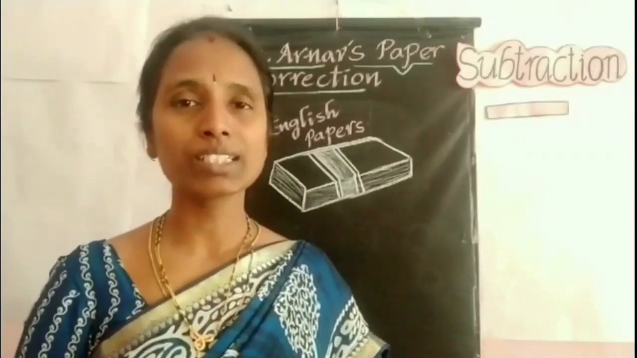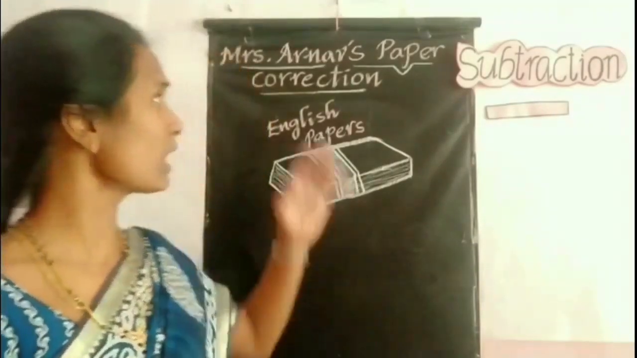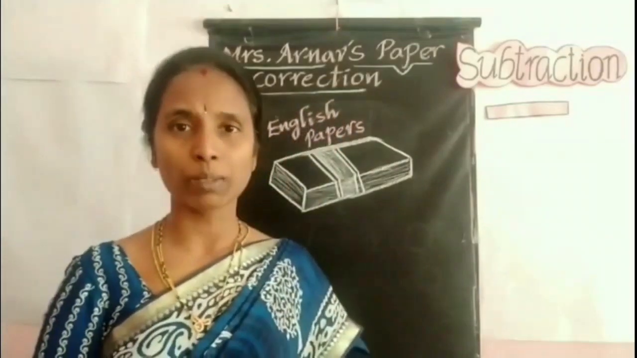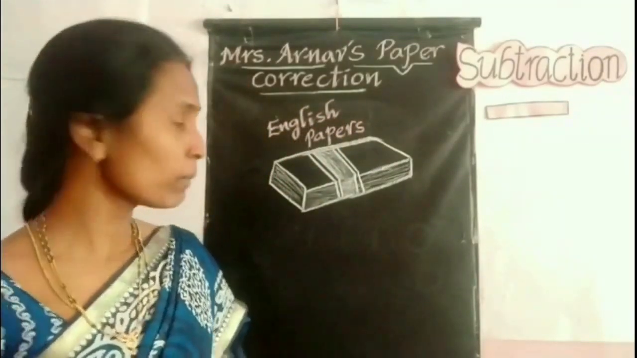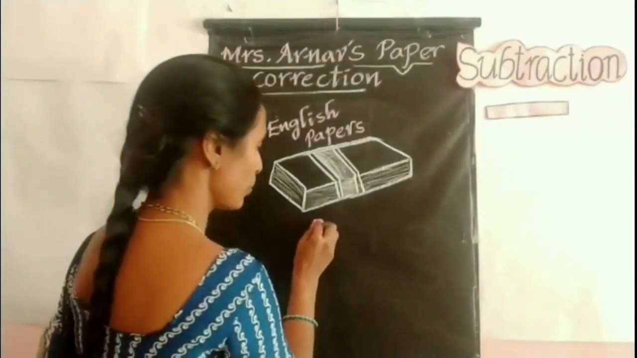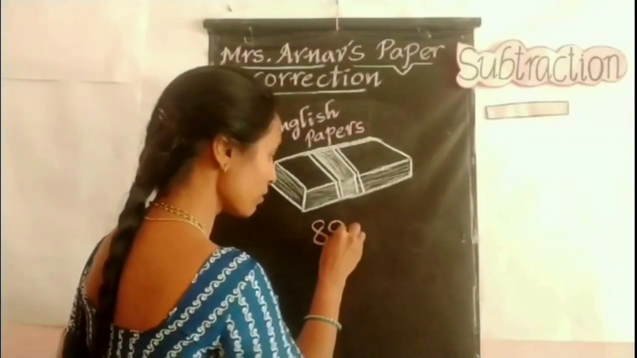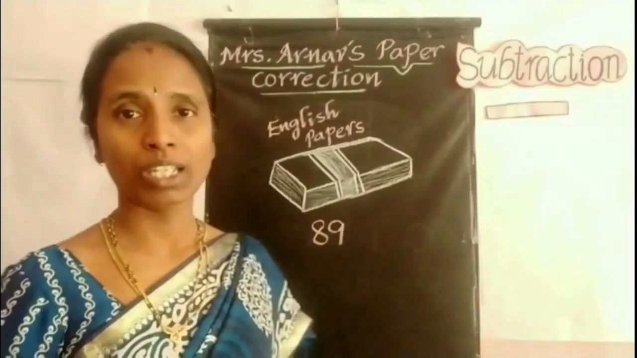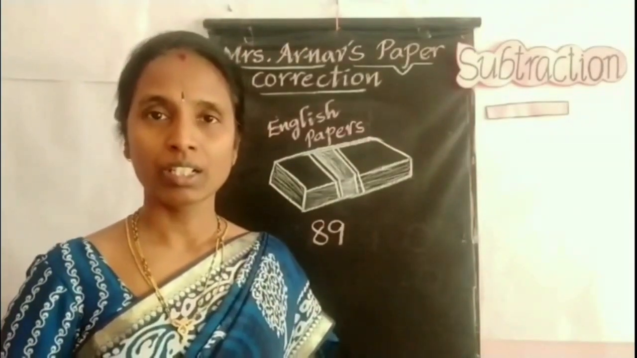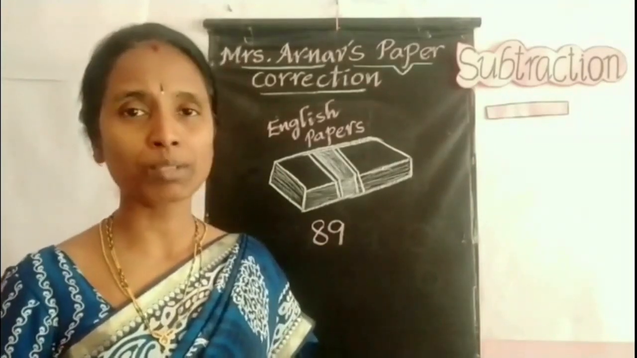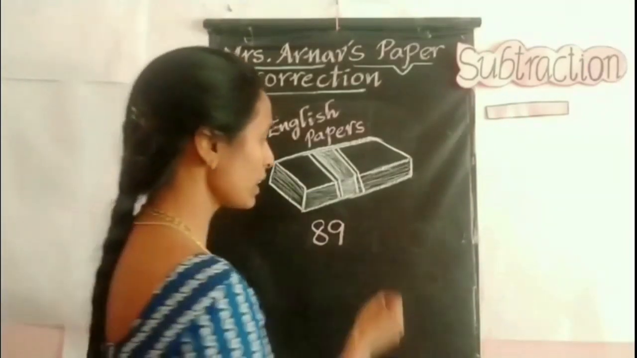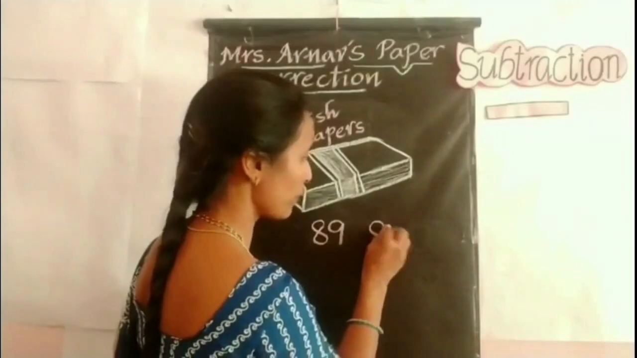Children, as we discussed in the story, Mrs. Arnold brought English papers for correction, for evaluation. So, how many papers did she bring, do you know, children? She brought 89 papers for correction. Within 3 hours, she completed all the papers. She completed all the papers means she corrected all the 89 papers.